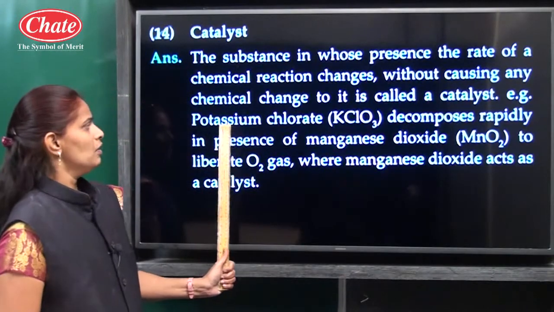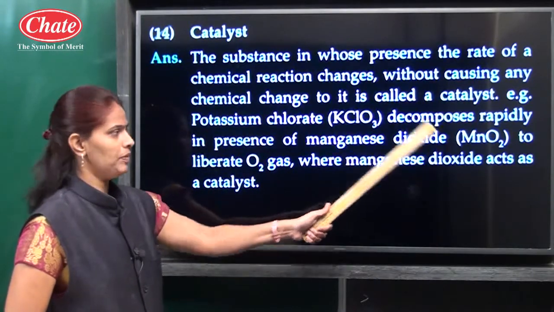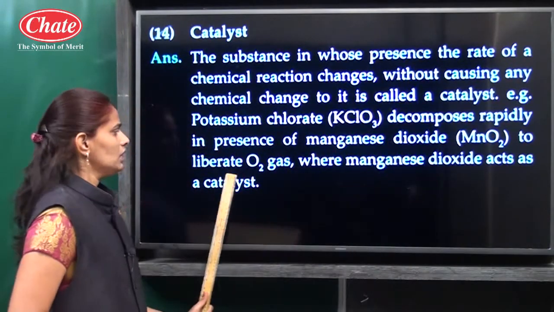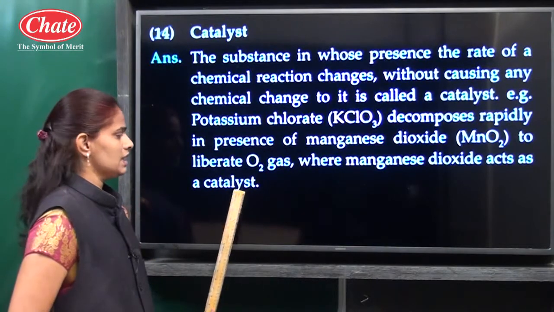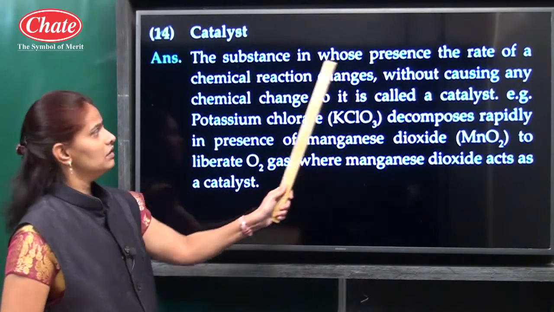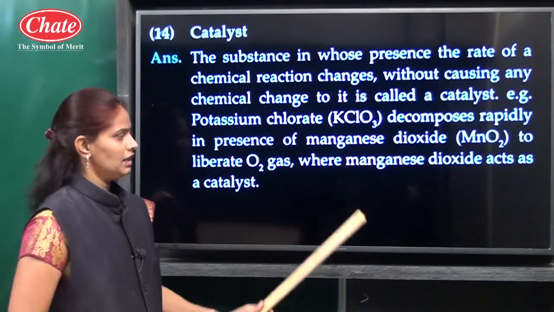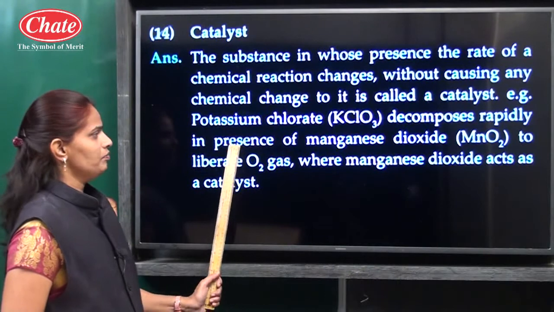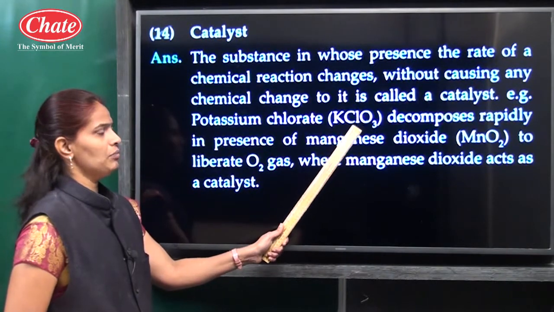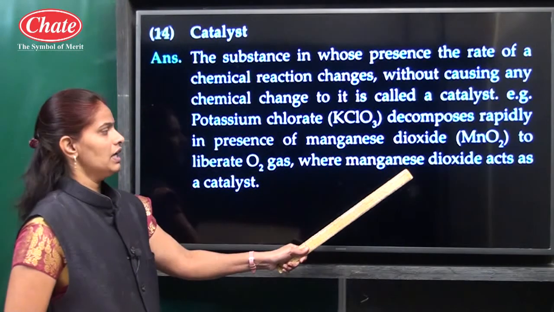Okay, example, potassium chlorate, KClO3. Potassium chlorate decomposes rapidly in presence of manganese dioxide, MnO2, to liberate oxygen gas, where the manganese dioxide acts as a catalyst. Manganese dioxide acts as catalyst means that in this reaction, without causing any chemical change in manganese dioxide, the reaction takes place with liberation of oxygen gas. To prepare oxygen gas from potassium chlorate, by decomposition of potassium chlorate, we have to use manganese dioxide, and it is the catalyst.